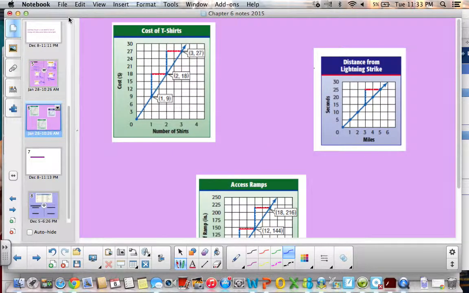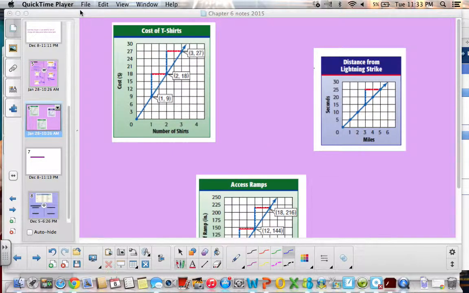Okay, if we are given some graphs, we can use the points on a graph to also help us find the rate of change. So because the rate of change, remember, is change in y over change in x, here on this graph I can pick 2 points, and I can basically subtract my y values and my x values.